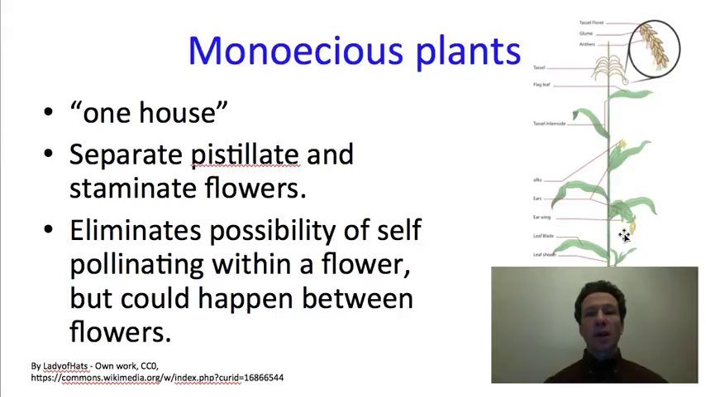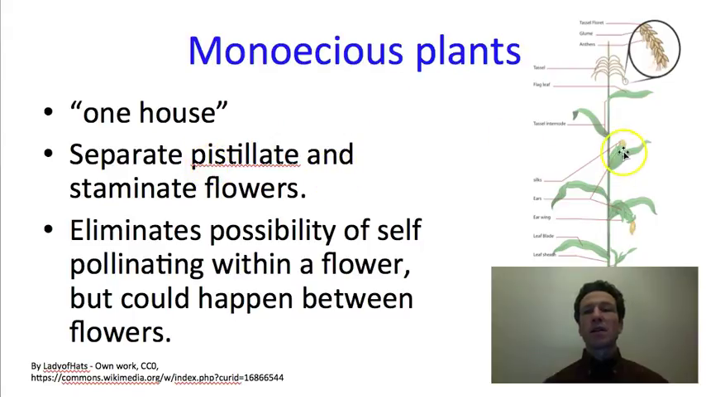And corn can be our example here. So on corn we have separate pistillate and staminate flowers. This ear of corn here has many, maybe a few hundred pistillate flowers. Each one is going to develop into one kernel. And up here at the top we have the tassels, but the tassels are collections of many, many staminate flowers that make pollen but do not have carpels.